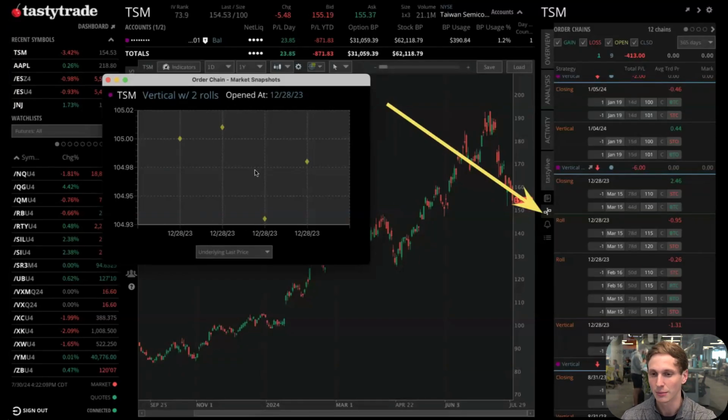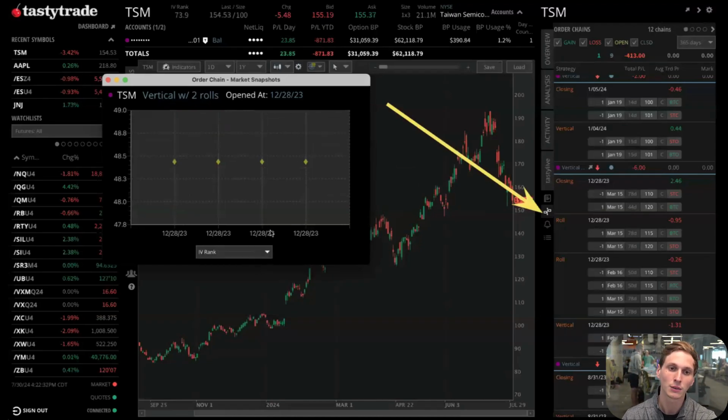These are all on the same day, so not the best example, but this was throughout a day as an example where we opened a position, we rolled our expirations, and then I rolled one of the strikes on one of the positions, and then I closed it out. You can see where TSM was trading when each of those trades were made.